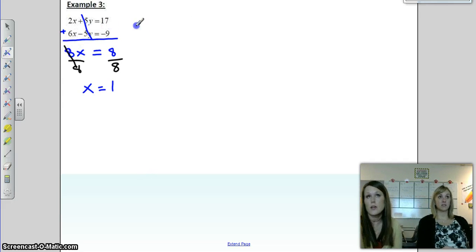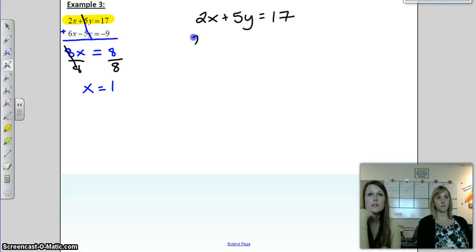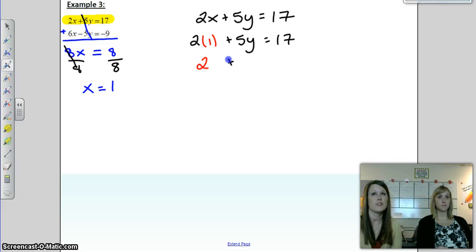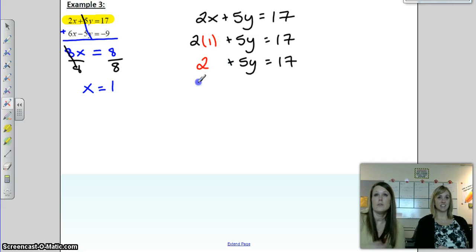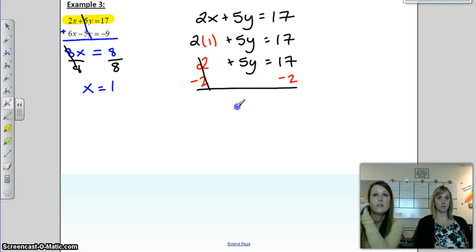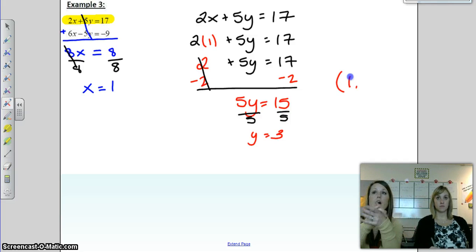Yeah. So let's do the top one. So we'll use that top equation and plug x in where it goes. So 2x plus 5y equals 17. Take out the x and substitute in 1. So we have 2, I almost said 3, plus 5y equals 17. Then again, subtract the 2 because it is a like term with 17. We have 5y equals 15. Divide by 5 and I end up with y equals 3. So my final answer is 1, 3.